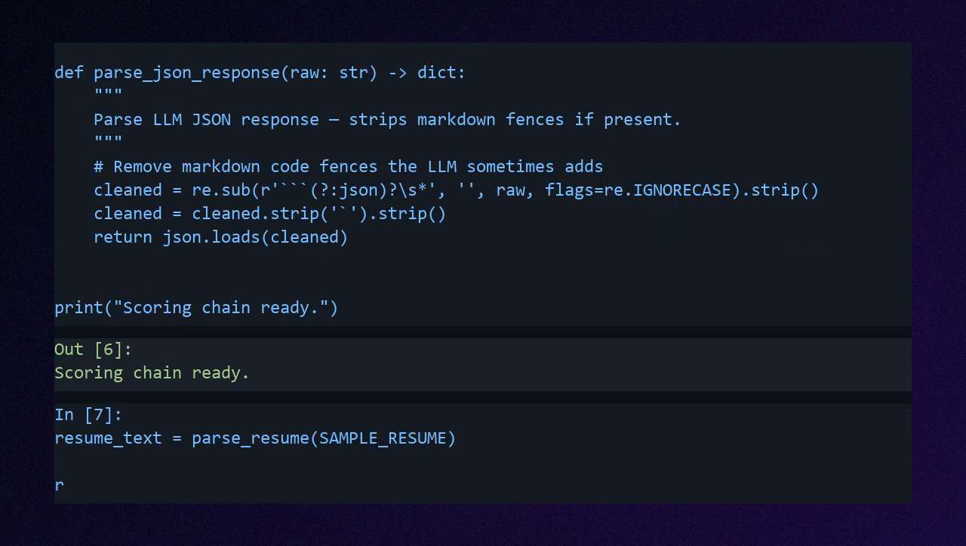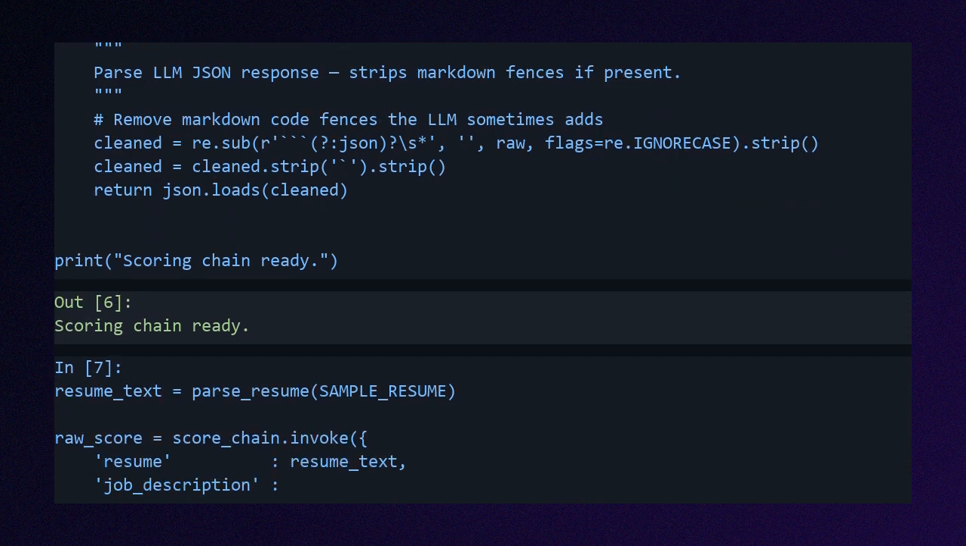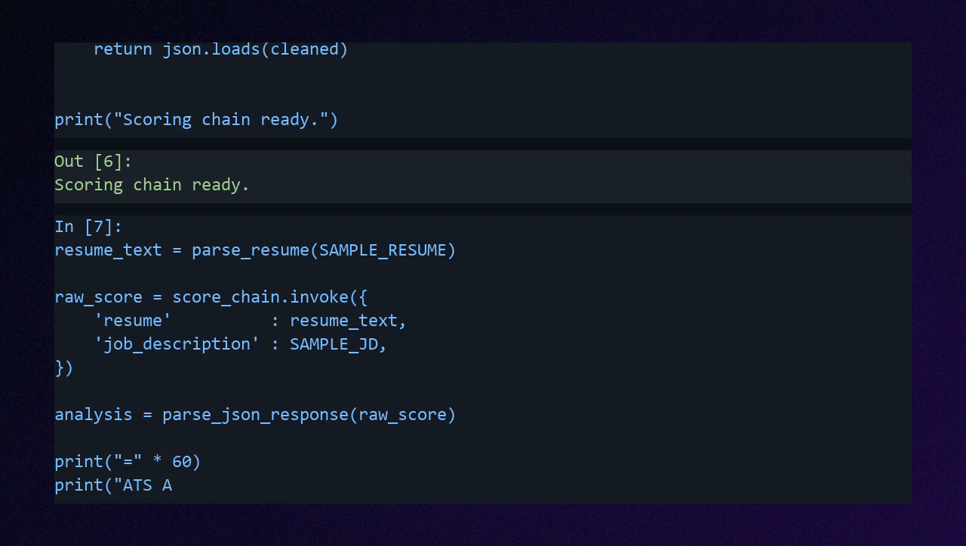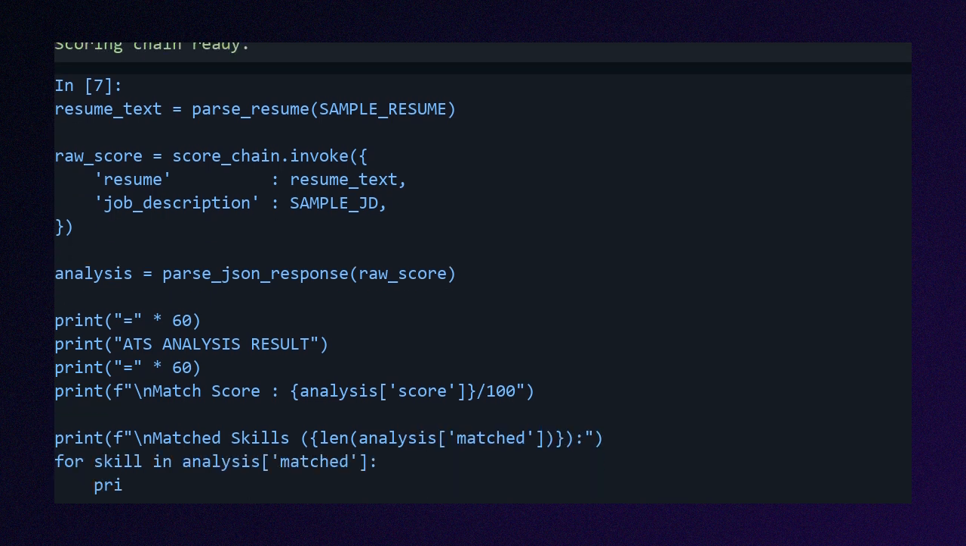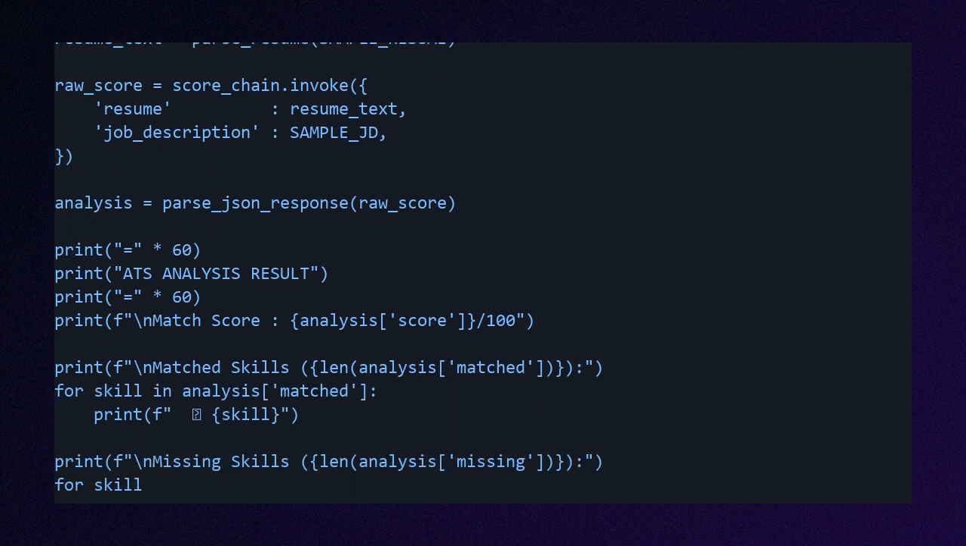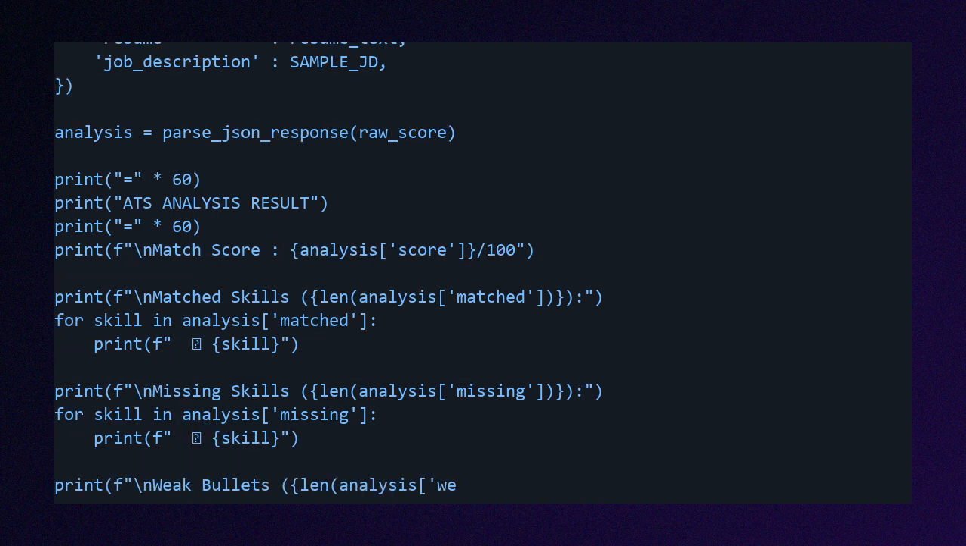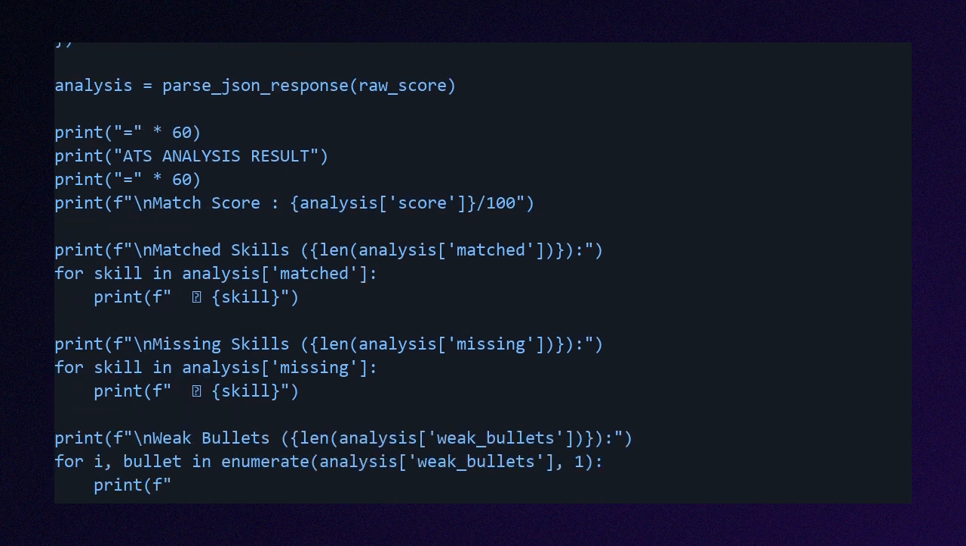Let us run the first LLM call, score and gap analysis. We pass the parsed resume and the job description to the chain. The raw output comes back as a string. We parse it to a Python dict. Then we print the score and the three lists. Watch the score. Watch the missing skills list. Those missing items are exactly what the next stage is going to fix.